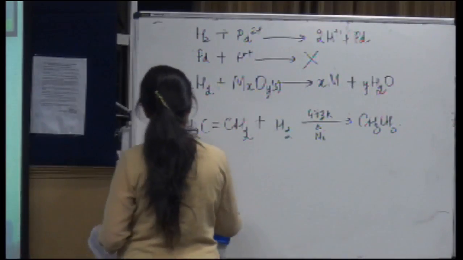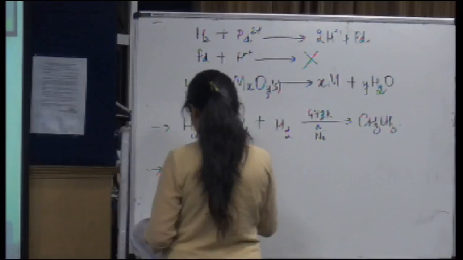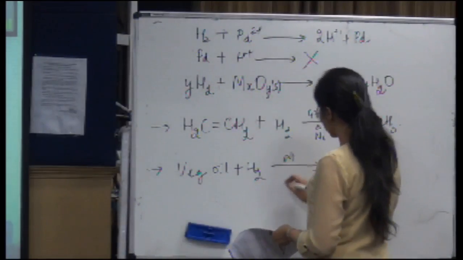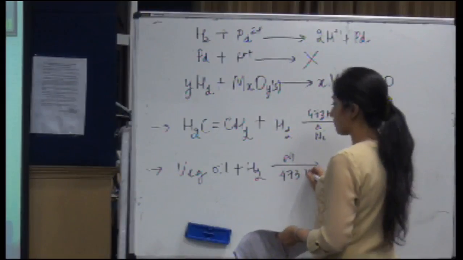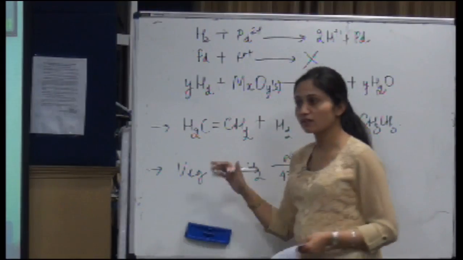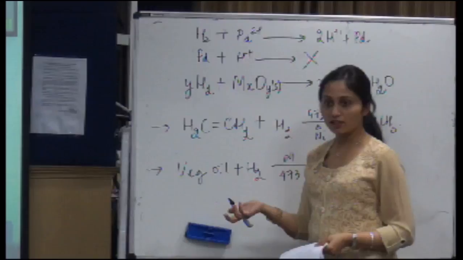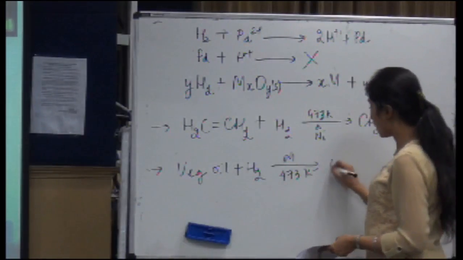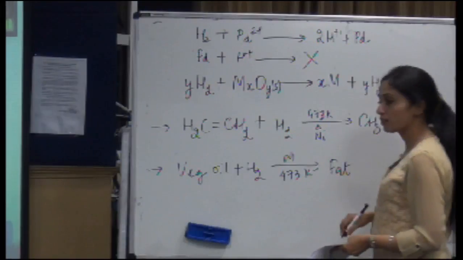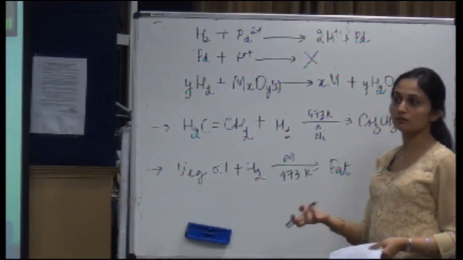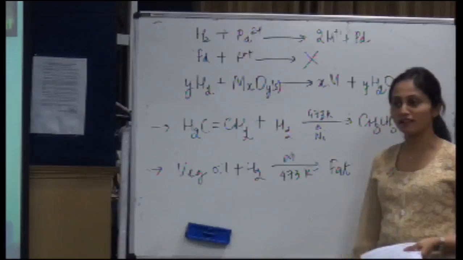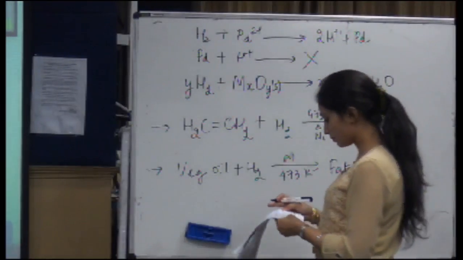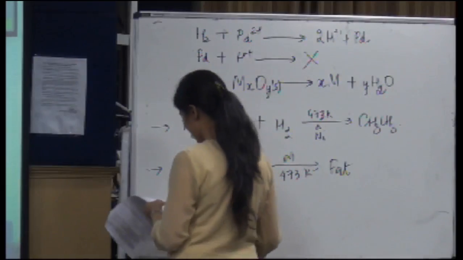Vegetable oil plus H2, when you bring it about in almost the same conditions, what will happen? All the double bonds will get saturated, all the double bonds or the triple bonds, whatever is there in your vegetable oil, and what you get is dalda, vanaspati ghee and all. Simply by passing hydrogen through it.